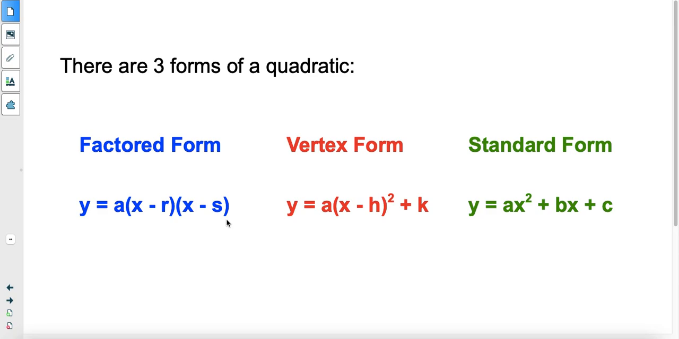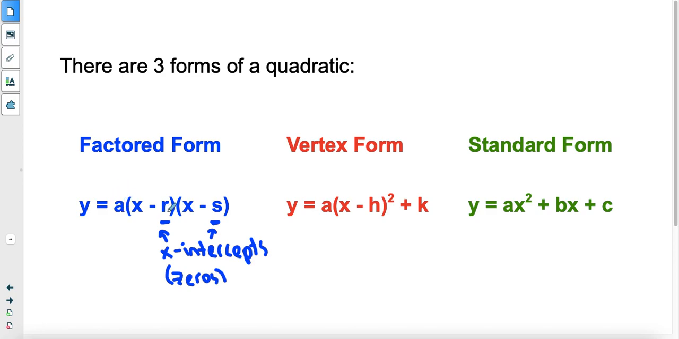In my equation here, my r and my s values, those represent my x-intercepts. And remember, another word for x-intercepts is zeros. My a value at the front, that represents my vertical stretch or vertical compression.